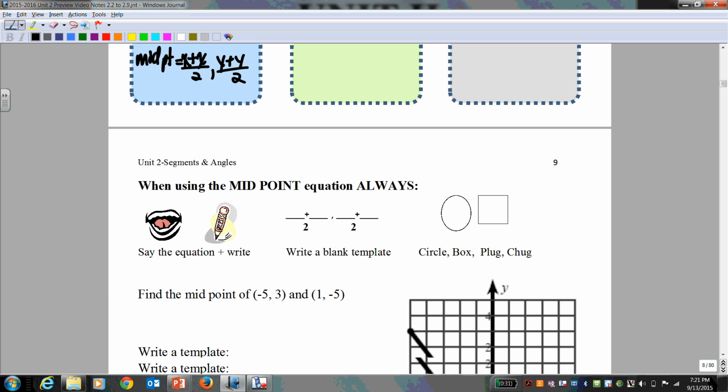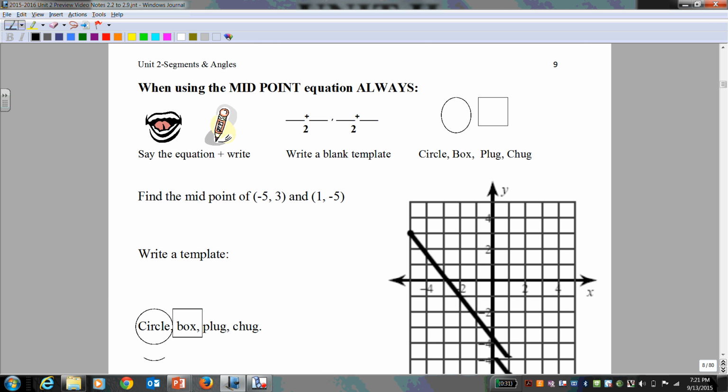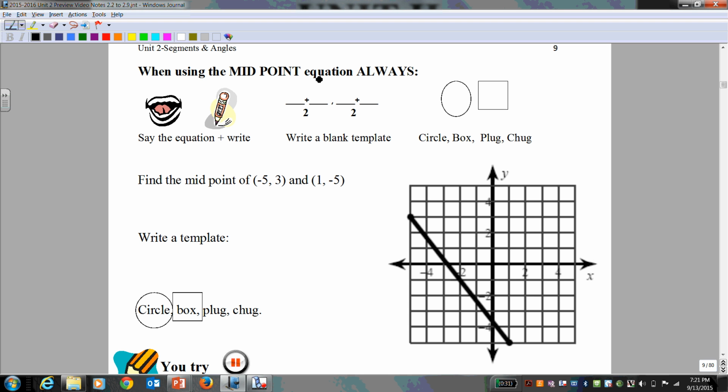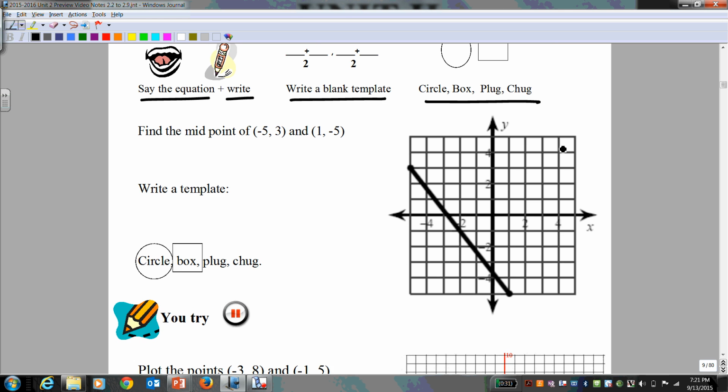Now we're going to do an example. When using midpoint, we're going to say the equation, write the equation, write a blank template, then circle, box, plug, chug. We have a coordinate here, -5, 3, and we have 1 and -5.